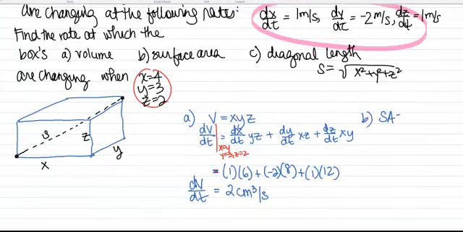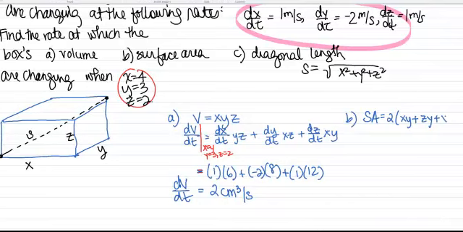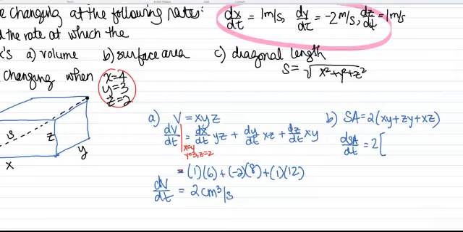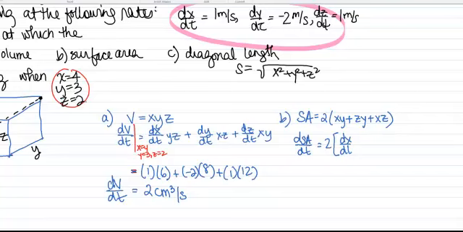Surface area. This is a box, 2 of each side. So that means 2 tops, which is xy, plus 2 sides, left and right, so that's zy, and then 2 of the front and back pieces, so that's xz. dSA/dt equals 2 times, it's going to get a little long here, dx/dt times y plus dy/dt times x plus dz/dt times y, dy/dt times z, plus dx/dt times z, plus dz/dt times x.